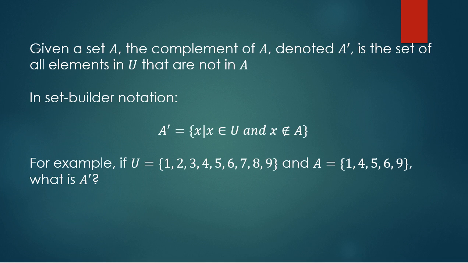And we can continue on with 4 through 9. 4, 5, and 6 are all in U and in A, so that's no good. 7 and 8 are in U and not in A, so those two are going to be elements of the complement. And 9 is in U and 9 is in A, so that's not an element of the complement. Therefore, A complement is just the numbers, or the set containing the numbers 2, 3, 7, and 8.